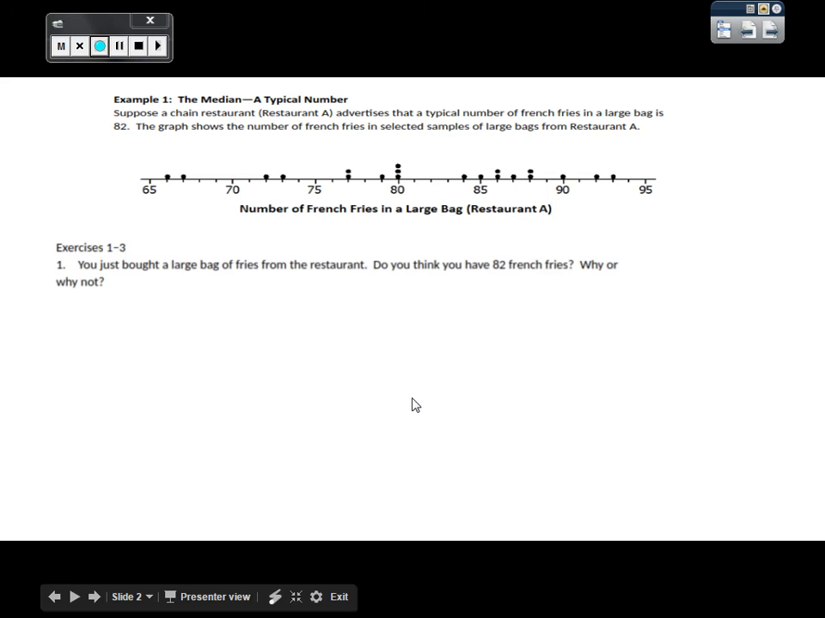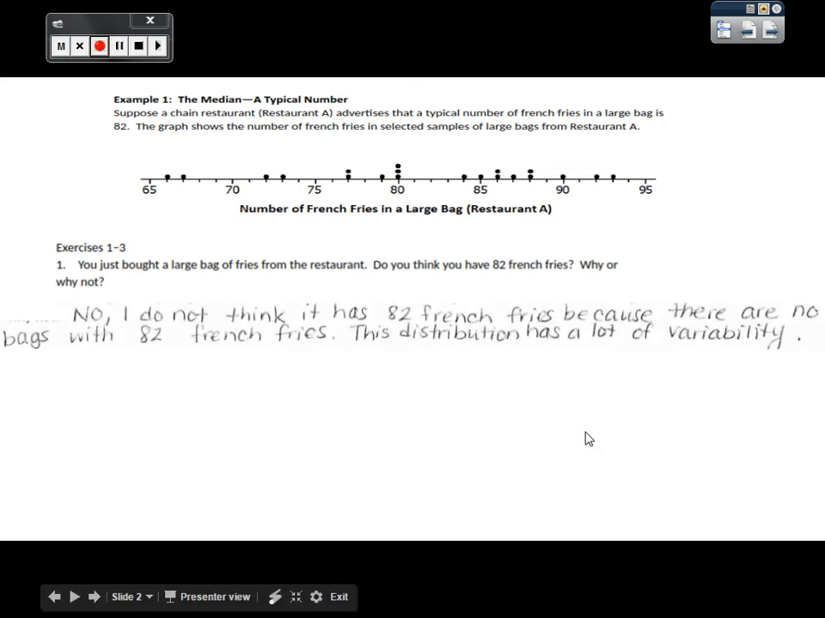Number 1. You just bought a large bag of fries from the restaurant. Do you think you have 82 French fries? Why or why not? No, I do not think it has 82 French fries because there are no bags with 82 French fries. This distribution has a lot of variability.